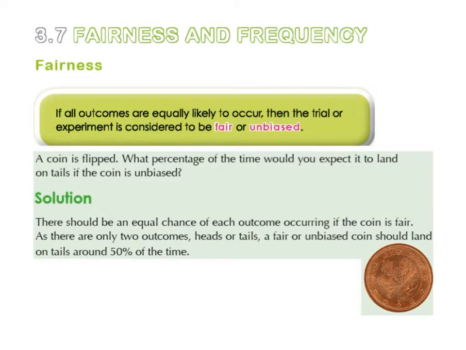Fairness and frequency. Fairness. If all outcomes are equally likely to occur, then the trial or experiment is considered to be fair or unbiased.